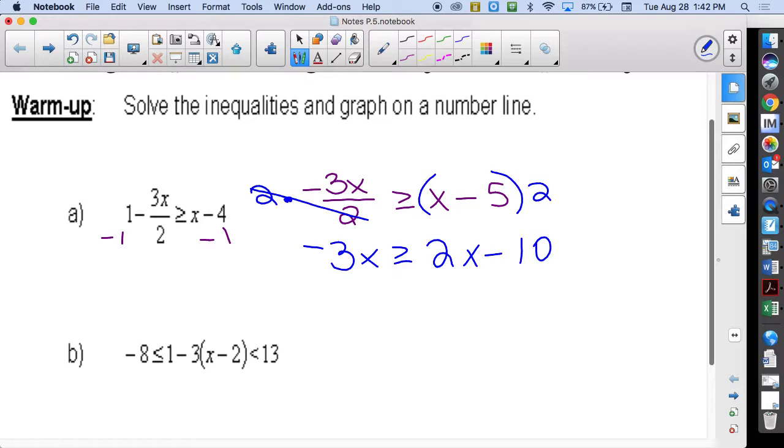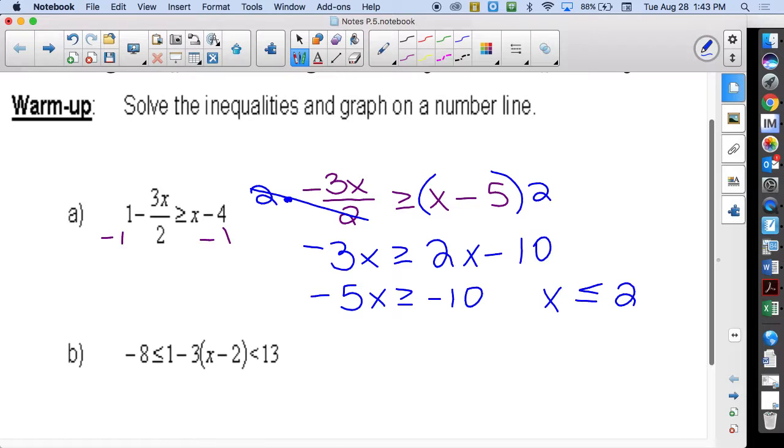What else, Nick? All the x's to one side. Mm-hmm. Negative 5x greater than or equal to negative 10. And finally, you divide by negative 5. What happens when you divide by negative 5? The sign flips. Good job. And you get x is less than or equal to 2. Nice job. Any questions?